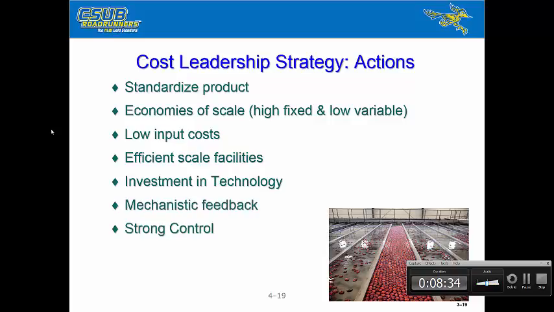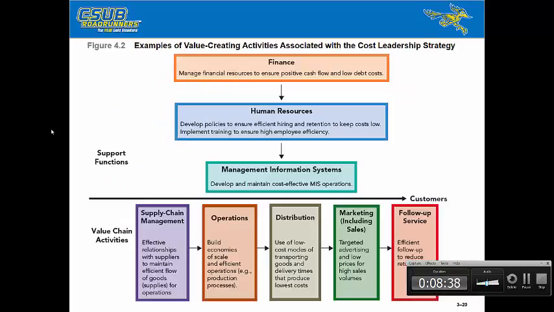Mechanistic feedback, strong control, and low prices. This is a nice overview chart. I talked about cheat sheets that are useful to take away from this class. This is another one that's useful, just highlighting all of the areas where you could find cost savings and cost advantages in the value chain of the organization.